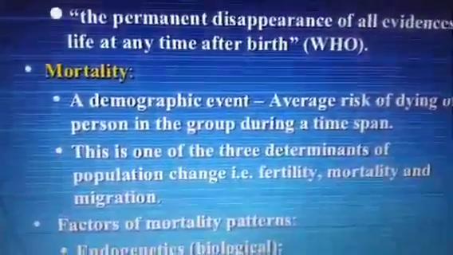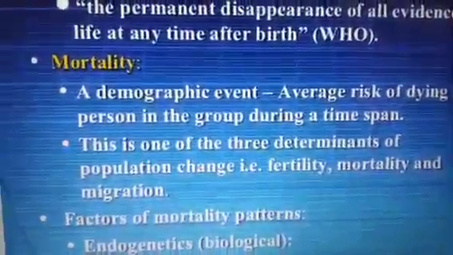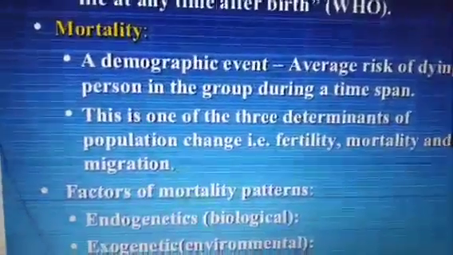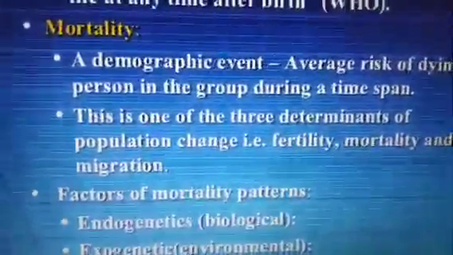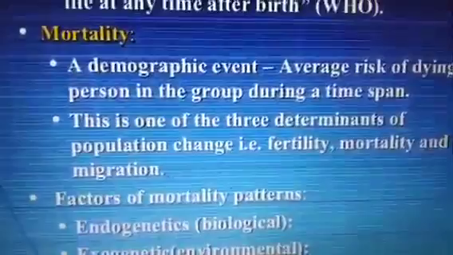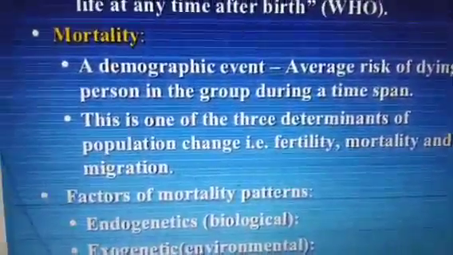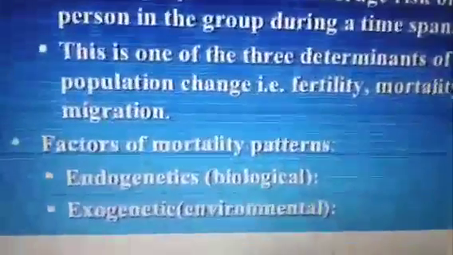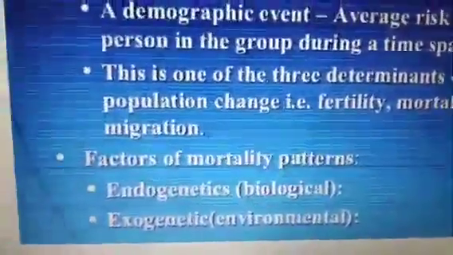Okay, so this is one of the three determinants of population change, that is fertility, mortality and migration. These are the three major components of population change. And now today we are dealing with the mortality measurement. Okay, so what are the factors that affect the mortality patterns?